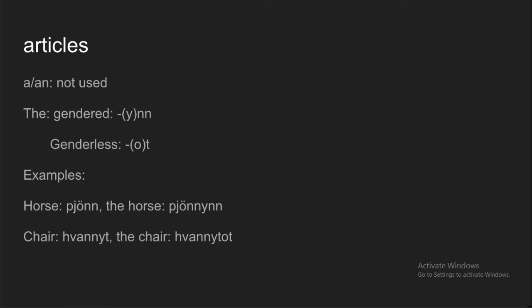For chair, that's an example with the genderless version. Chair is kvanet. Now if you want to say the chair, it's kvaneto. Both of these end in a consonant, so you use the vowel and then the consonant part of the article suffix. Alright?